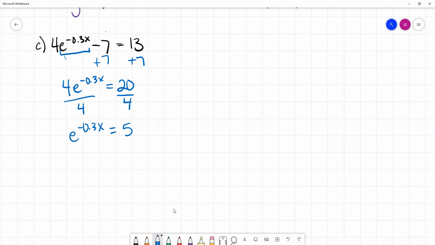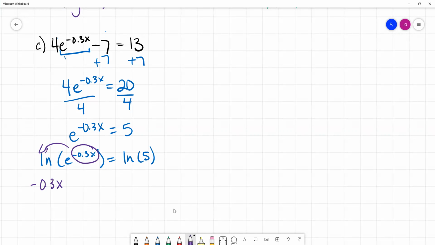Why? Because natural log has a base e. Here we have base e exponential. So let's see why it's a little bit advantageous for us. So take the natural log of both sides. I get natural log of e to the negative 0.3x is equal to natural log of 5. Okay, I can take this exponent and bring it down to the front. I get negative 0.3x times natural log of e is equal to natural log of 5.